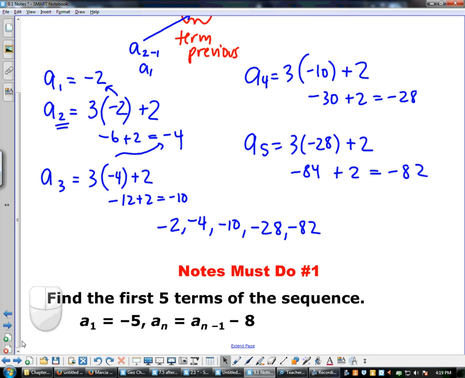All right, so that brings up your first notes must do. You're going to find the first 5 terms of this sequence. The sequence starts with the first term, a sub 1, being negative 5, and then the next term, a sub n, is going to be a sub n minus 1 minus 8. So you take your previous term minus 8. That's your first notes must do.